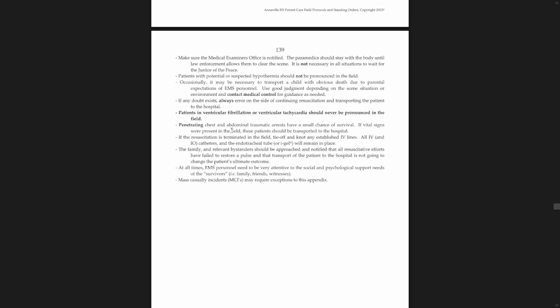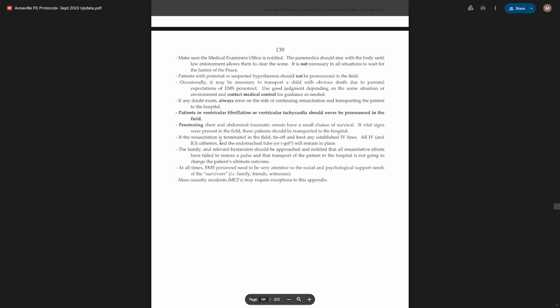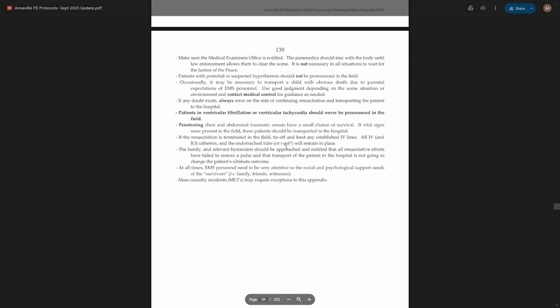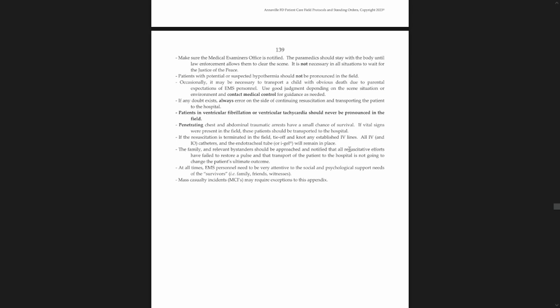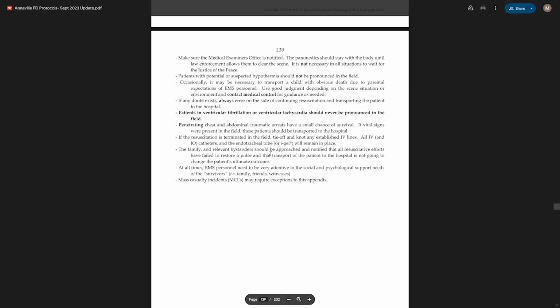If the resuscitation is terminated in the field, tie off and knot any established IV lines. All IVs and IO catheters, and the endotracheal tube or I-gel will remain in place. The family and relevant bystanders should be approached and notified that all resuscitative efforts have failed to restore a pulse and that transport of the patient to the hospital is not going to change the patient's ultimate outcome.